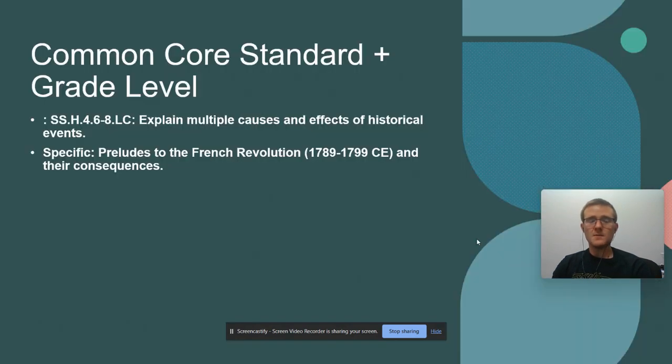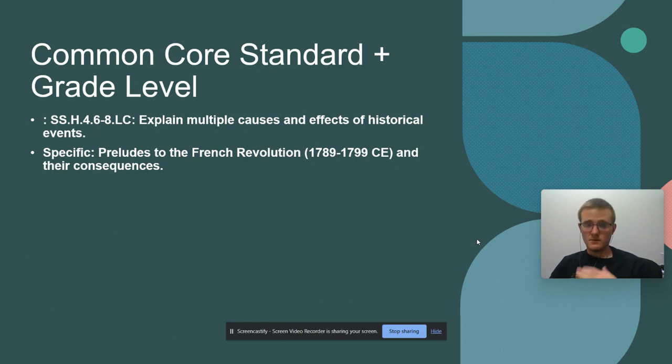And so the Common Core standard that I chose is SSH 468LC, and that is one of the history Common Core standards in which the goal is that students can explain multiple causes and effects of historical events. To be specific, the grade level that I chose would be ninth grade social studies. And the specific assignment or timeline that I chose to address this topic would be the preludes to the French Revolution and the consequences that came afterwards.